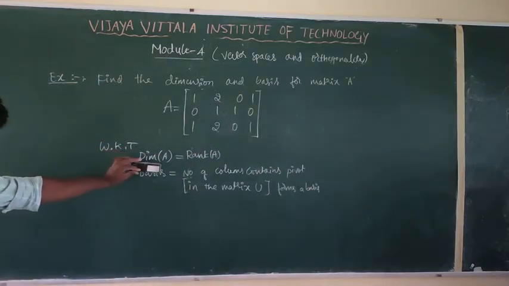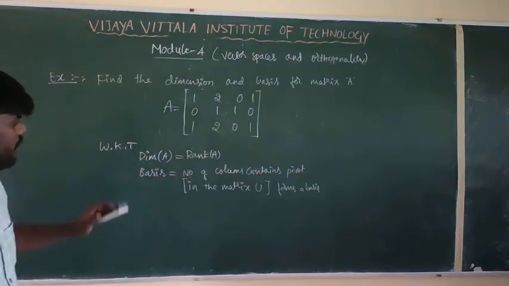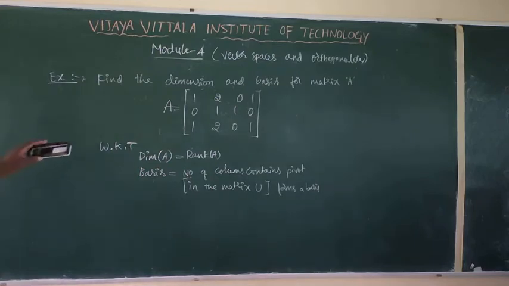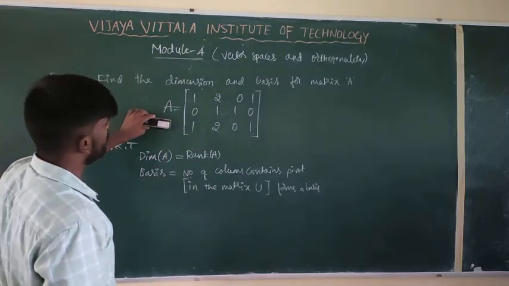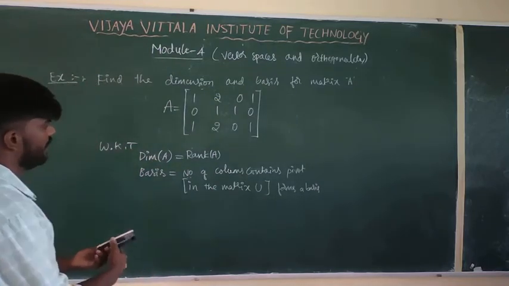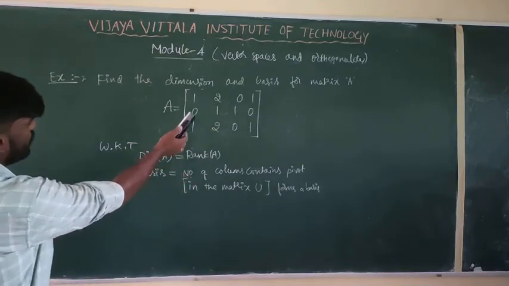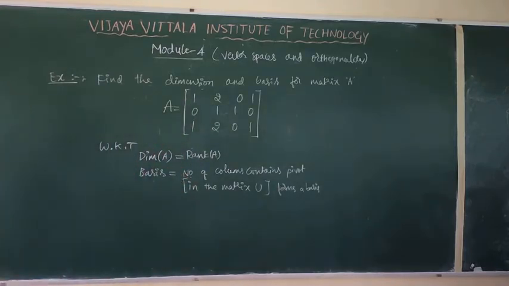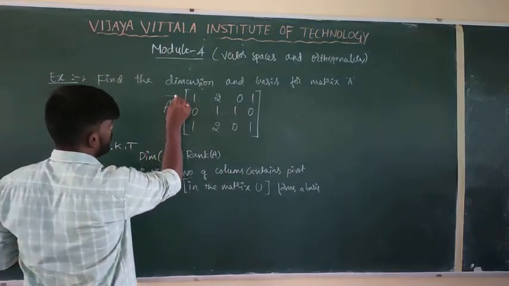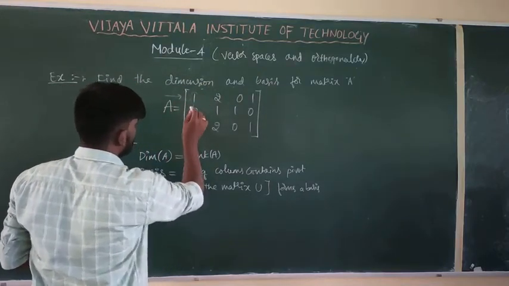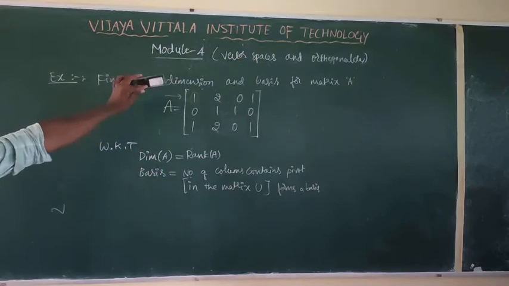We already know that dimension equals rank. To find the rank of this given matrix, we have to reduce it to an upper triangular matrix, or use the row reduced echelon form. In the first row, the leading entry is 1. Therefore, there is no change in the first row.